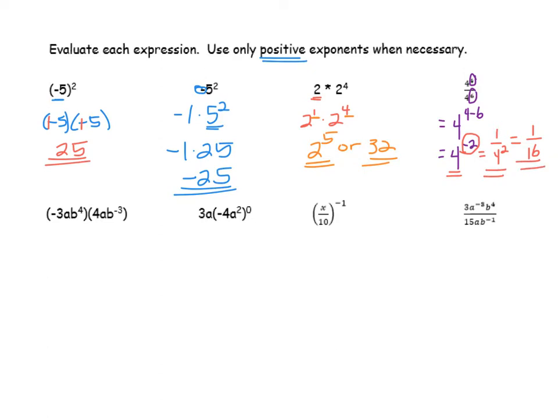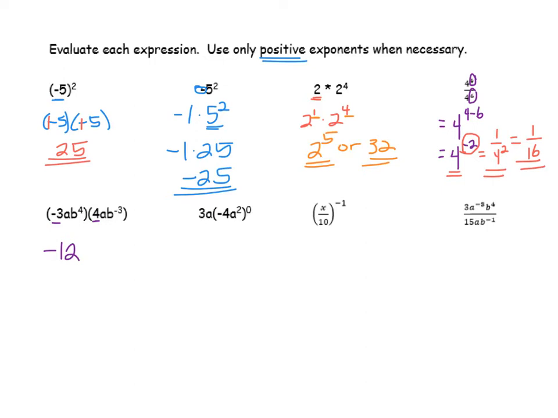All right, let's try some ones on the bottom. Now these might have a combination of some of the properties. -3 ab to the 4th times 4 ab to the -3. Notice everything's in parentheses, so I'm going to match up my bases. Taking a look first at just the coefficients, I have -3 and +4. When I multiply them, I get -12, and that's my coefficient out in front.